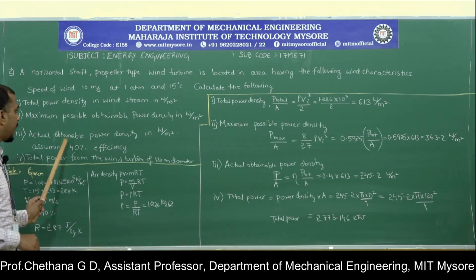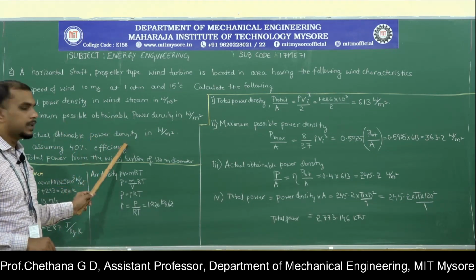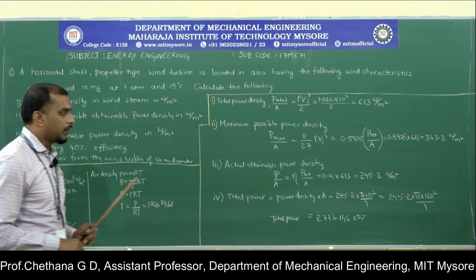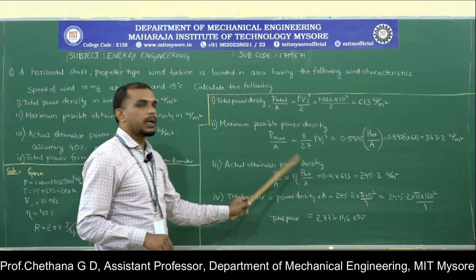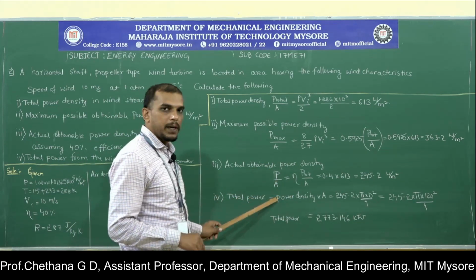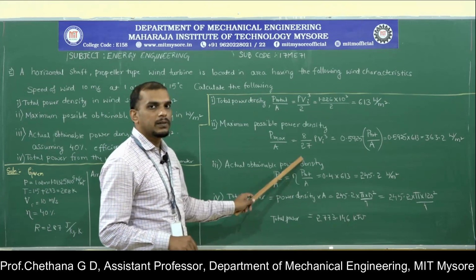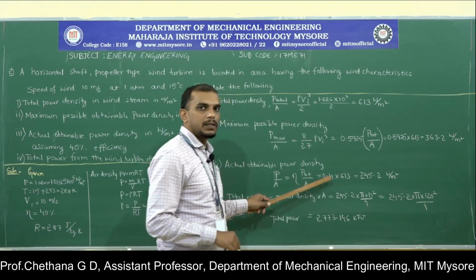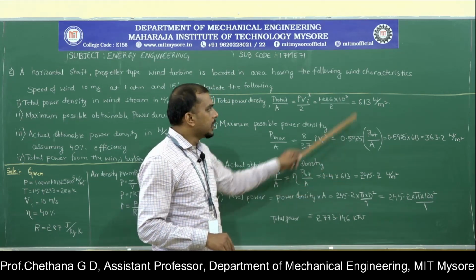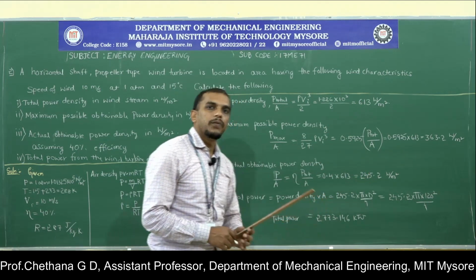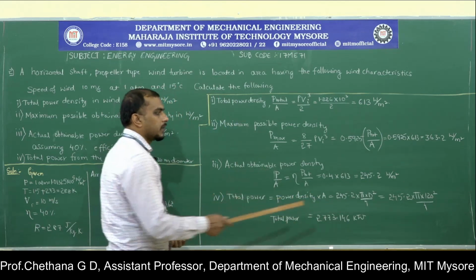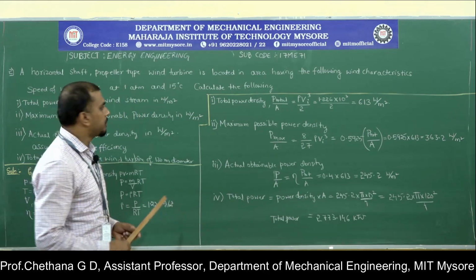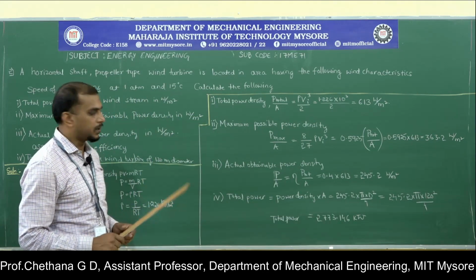Third one, calculate actual obtainable power density in watt per meter square assuming 40% efficiency. So actual obtainable power density is given by P by A is equal to efficiency into what is available in the wind, that is 0.4, that is 40%, into 613, you will get 245.2 watt per meter square. This is what you can actually get considering 40% efficiency of the conversion.